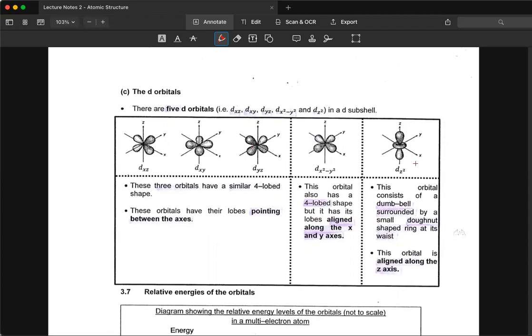As for the 5th one, it looks like a dumbbell surrounded by a small donut-shaped ring at its base. This orbital is aligned along the z-axis. Okay, so they are quite similar in shapes, but their alignment along the axis will be different.